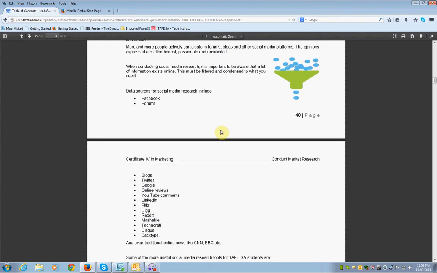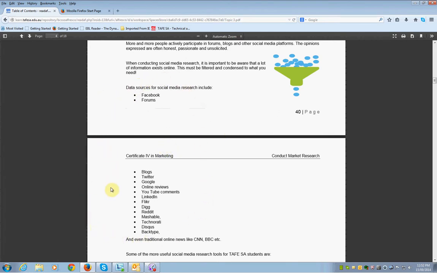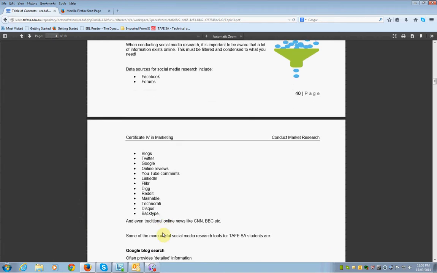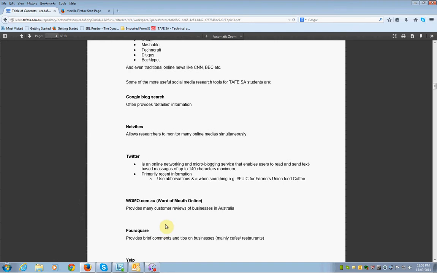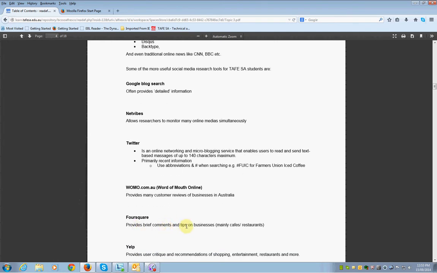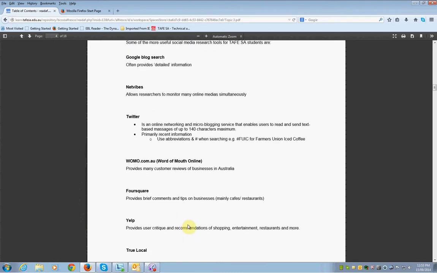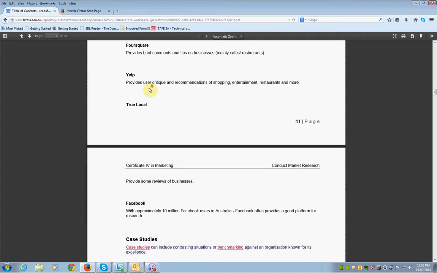Now there's a number of different ways in which you can do social media research, and you just have to pick the methods that would be best suited for your industry and your business. There's a lot of different options here. Foursquare, for example. If you're doing research for a coffee shop or a cafe, then Foursquare or maybe Yelp would be good tools or good avenues to look for information. NetVibes allows you to research more than one social media at a time, and is also very useful. But yes, you have a lot of options.